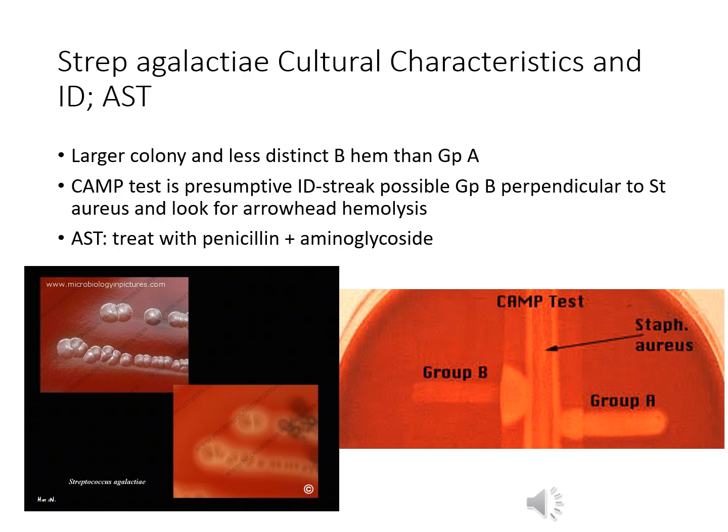A test that you can do is a CAMP test, and it's a presumptive identification. So you're actually going to streak a possible group B swab perpendicular to Staph aureus and look for an arrowhead. As you can see on the picture, it looks like an arrow, right? It's pointing right to it. So that's what you're looking for in a CAMP test. You'll look for hemolysis with that arrowhead, and you need to look at the procedure in your textbook on how to actually perform this. For susceptibility testing, normally this will be treated with penicillin with an aminoglycoside.